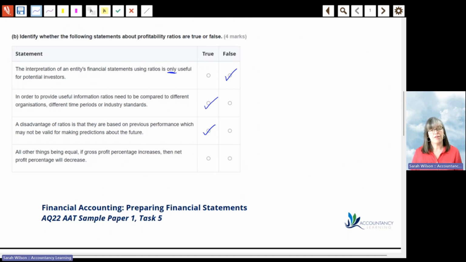And then finally, all other things being equal, if gross profit percentage increases, then net profit percentage will decrease. So if everything stays equal within our expenses and our income, and we've got a gross profit percentage of, say, 20%, then our net profit percentage is still going to stay the same because everything is still equal. The income is going up, the expenses are going up, or vice versa. The income's coming down, the expenses are coming down. So therefore, that one will be false.